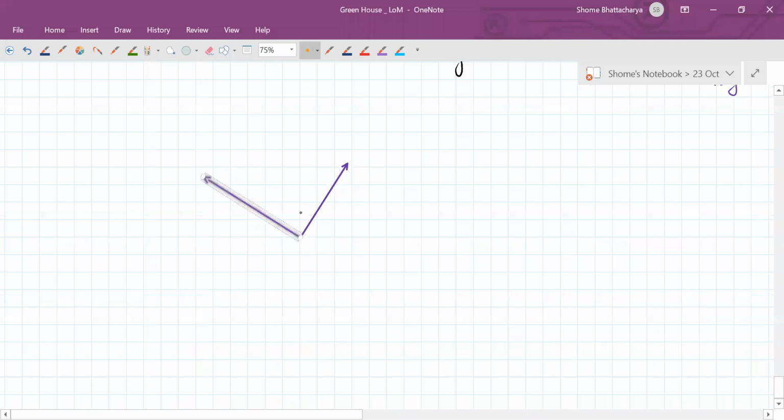Because this angle is 90, you can resolve mg instead of resolving the tensions into vertical and horizontal components. You could have done this: you take mg and now you resolve mg into components. You take this as your y-axis and take this direction as your x-axis.